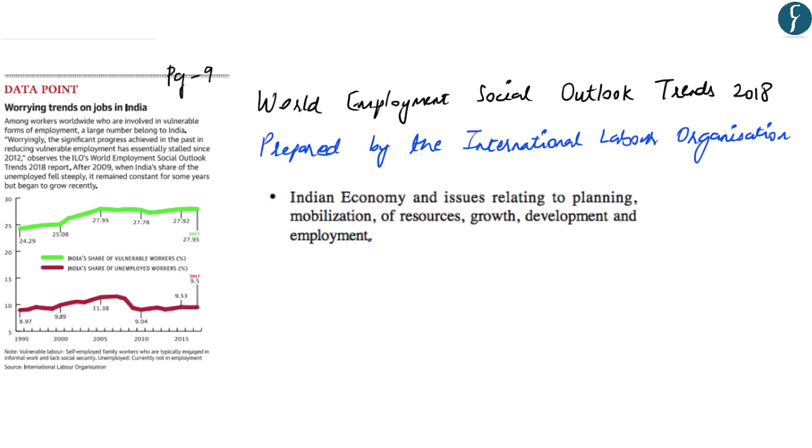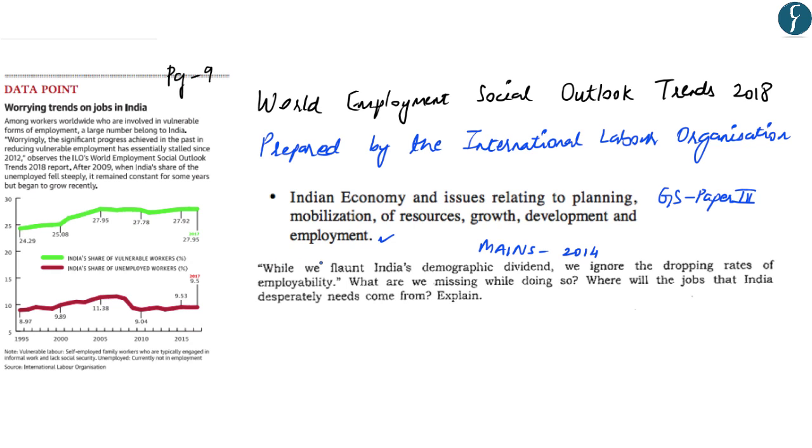Now, employment forms a part of GS paper 3, and many questions on this have been asked in the past in the UPSC exam. For example, in 2014, a question was asked, while we flaunt India's demographic dividend, we ignore the dropping rates of employability. What are we missing while doing so? Where will the jobs that India desperately needs come from? Explain. In this respect, we should understand the concept of vulnerable employment as well, and how will it have an impact on the labor market in India.